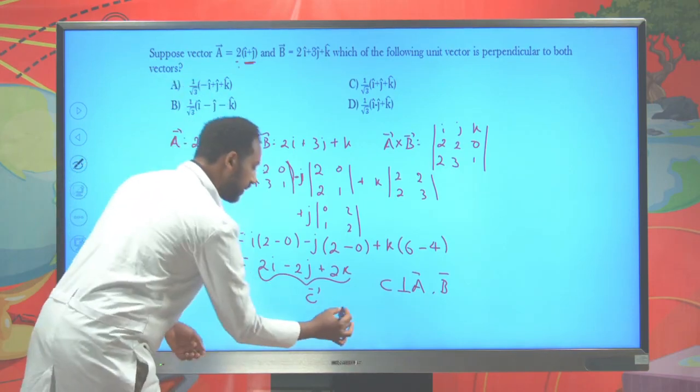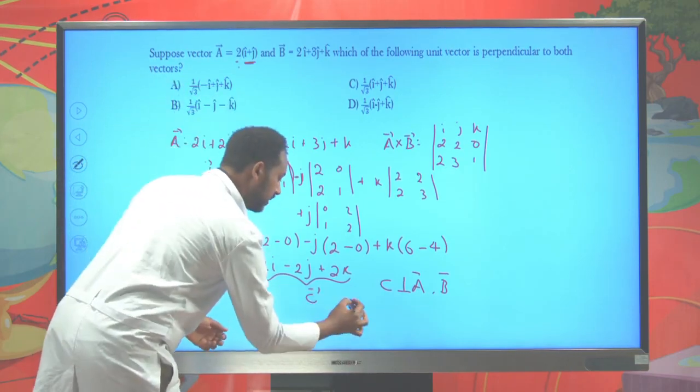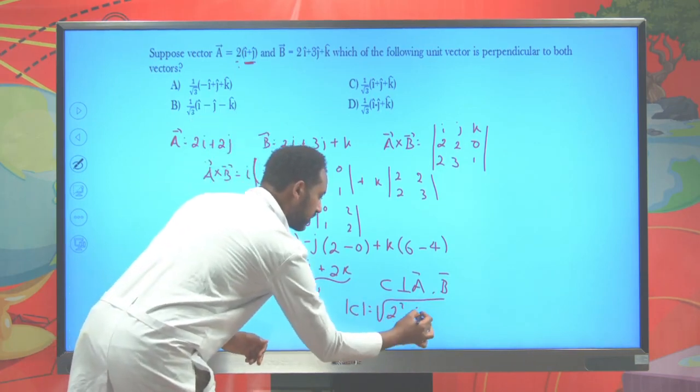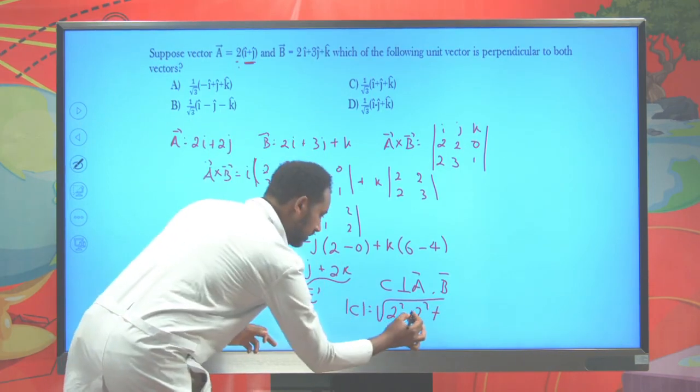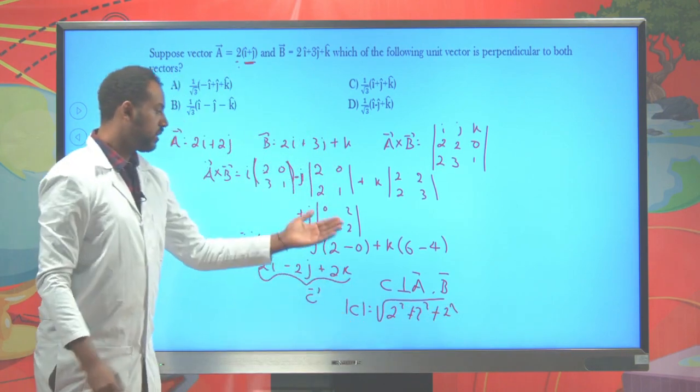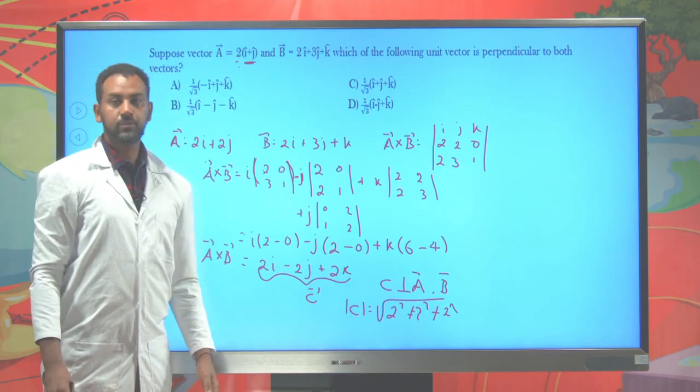It's also possible to find its magnitude. The magnitude of the vector can be determined by squaring each quantity: 2 squared plus minus 2 squared plus 2 squared. This is how we determine the magnitude of the vector.